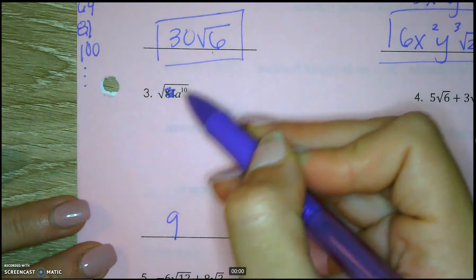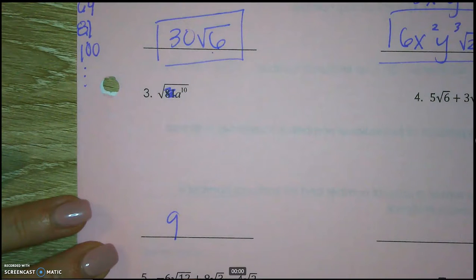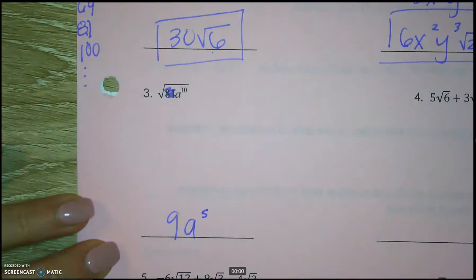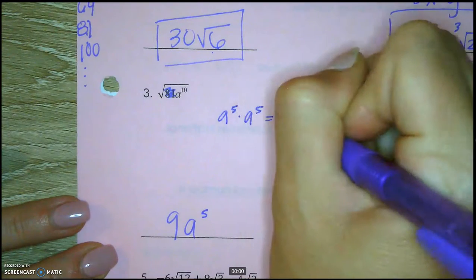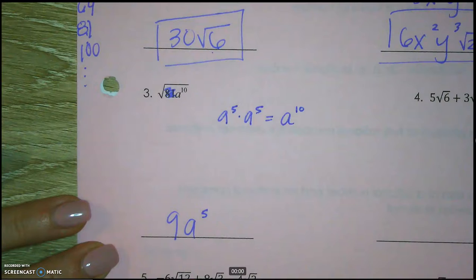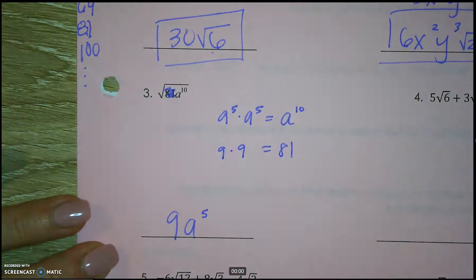Remember the conversation we just had a second ago, right? When you take the square root of a raised to the 10th power, it's going to be a raised to the 5th power. You divide the exponent by 2. That's because a to the 5th times a to the 5th equals a to the 10th. Just like 9 times 9 equals 81.